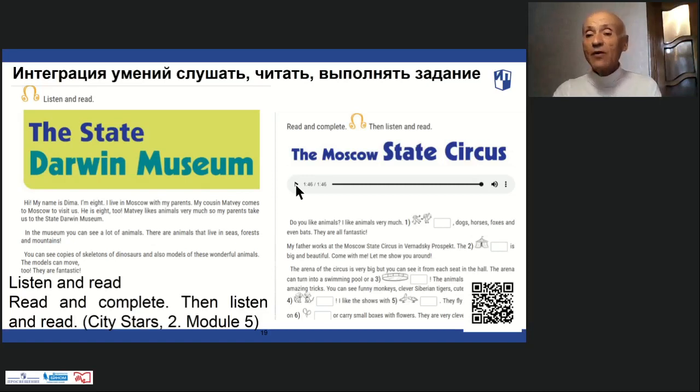Also, if you want to record your answer, if your students get the task of recording the answer, that means that they will do the oral task and the teacher will be able to check the answer and to play it back, to play it either at home or in class. And they will listen to the information about the Moscow State Circus and complete the gaps.